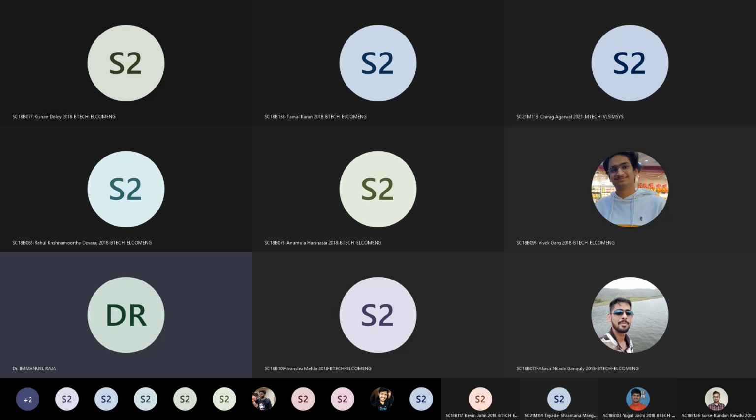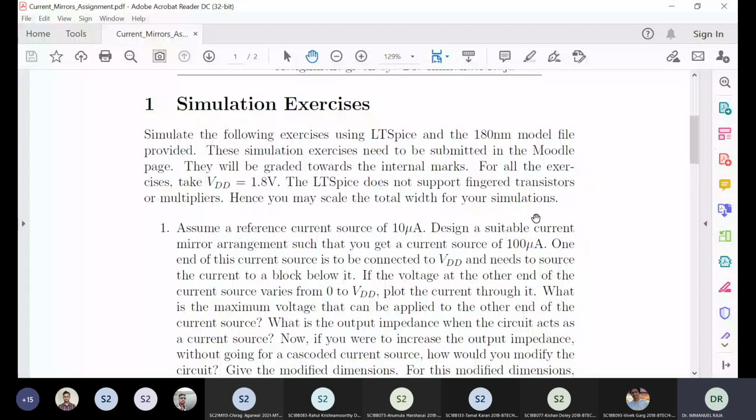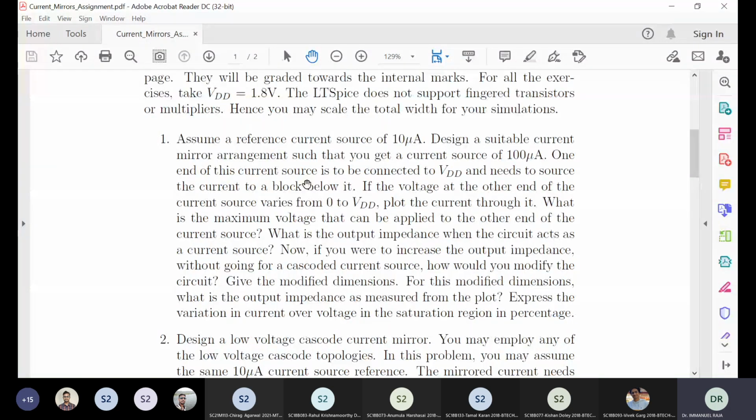Now, I'm just preparing an assignment. I have prepared simulation exercises, so I will be uploading them today, probably after the class is over. Let me just show that. I'm giving you two simulation exercises. Both of them are basically current mirrors. The first one is a simple current mirror.